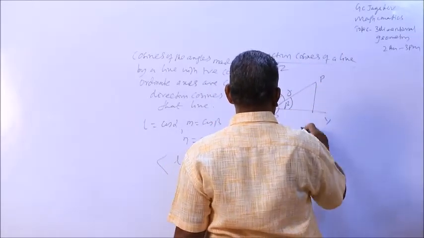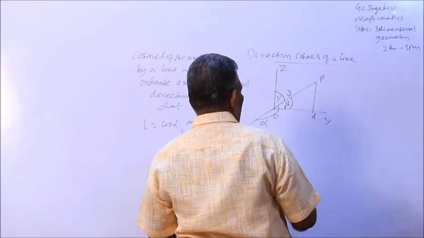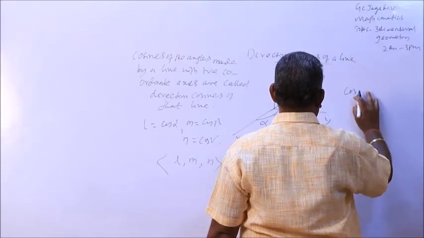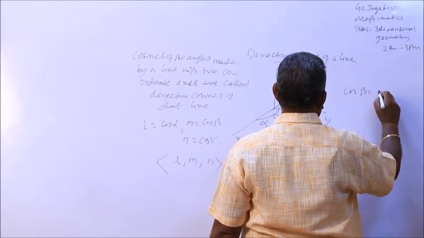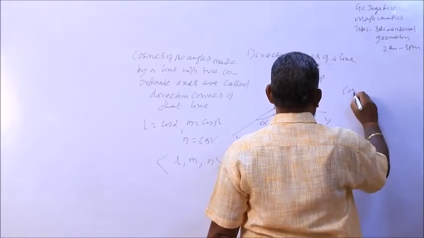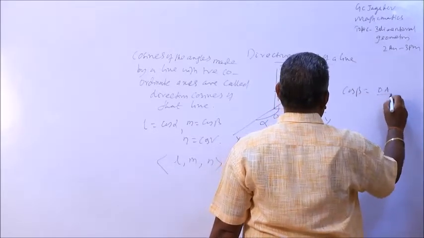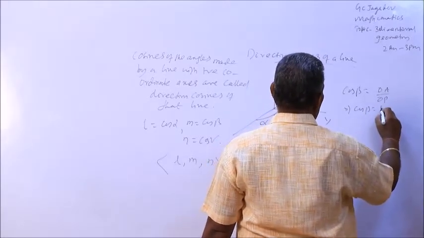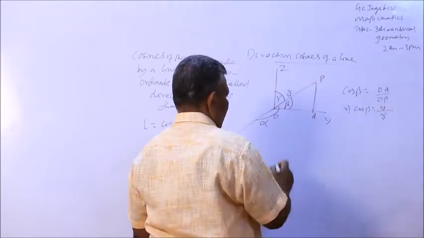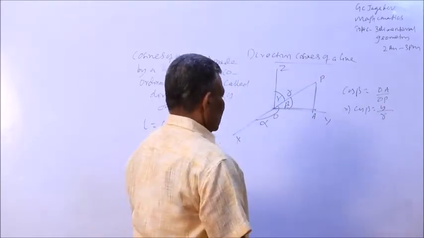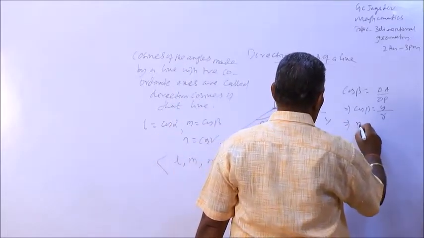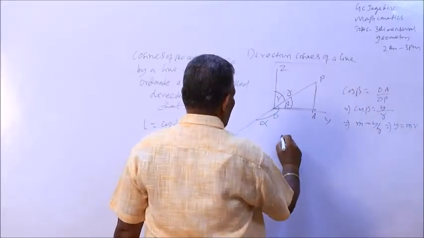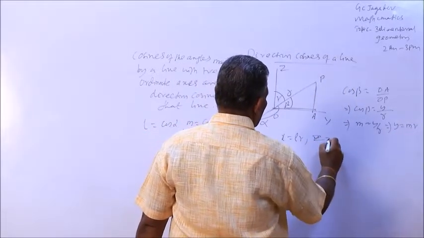Suppose we drop a perpendicular on this PA. Here cos beta equals OA by OP. That implies cos beta equals OA is Y, OP is R, because A lies on the Y axis. That implies we can use the symbol M equal to Y by R, or Y equal to MR. Similarly, X can be taken as LR, Z can be taken as NR.